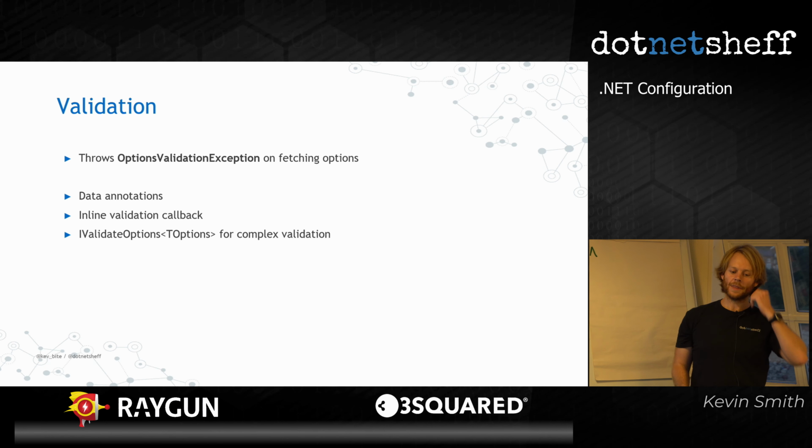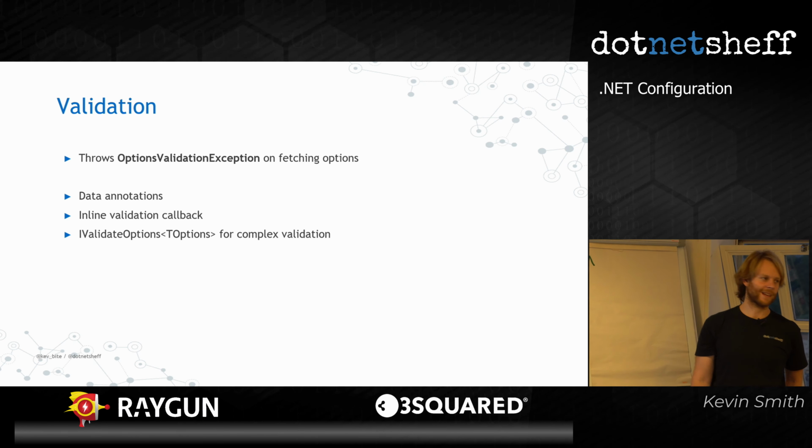You can do that. How this works is when you call .Value on that configuration option, it will evaluate the validation, and if it's invalid, it'll throw an OptionsValidationException. The validation can be set up in different ways. You can use normal data annotations, so if you've used ASP.NET Core, you can use the nice attributes like range and stuff like that. You can use some inline validation based on a callback. Or you can implement an interface called IValidateOptions of T. So if you've got a really complicated scenario where you need to compare different values together, then that's probably the better one to choose.